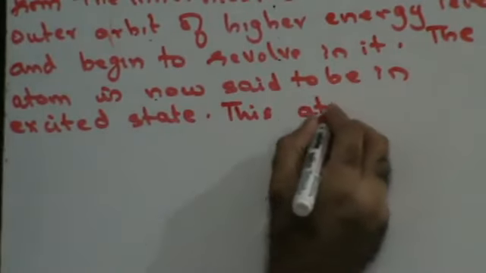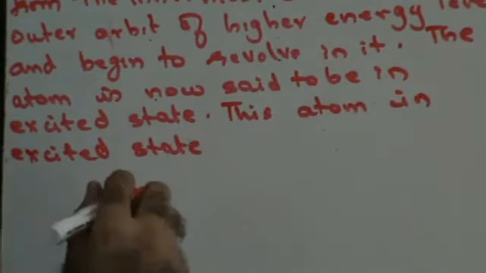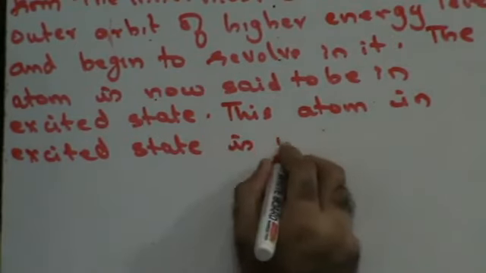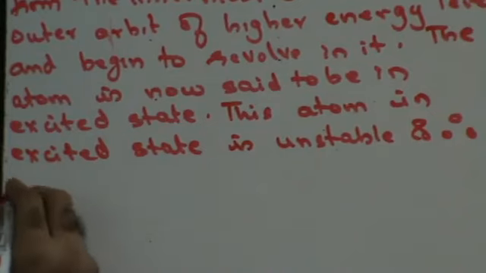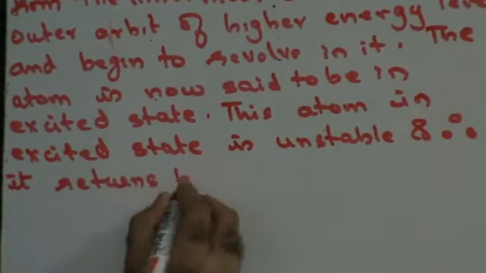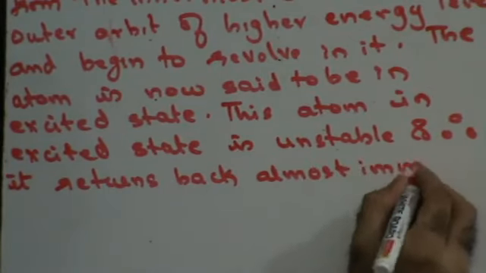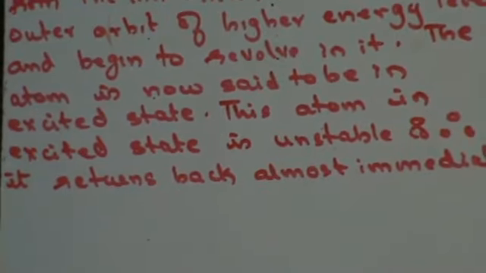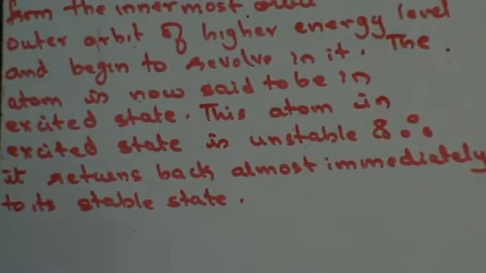So I can say that this atom in excited state is unstable, and therefore it returns back almost immediately to its stable state, right?